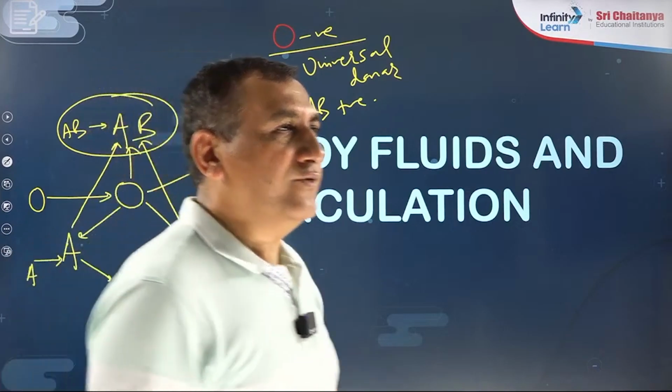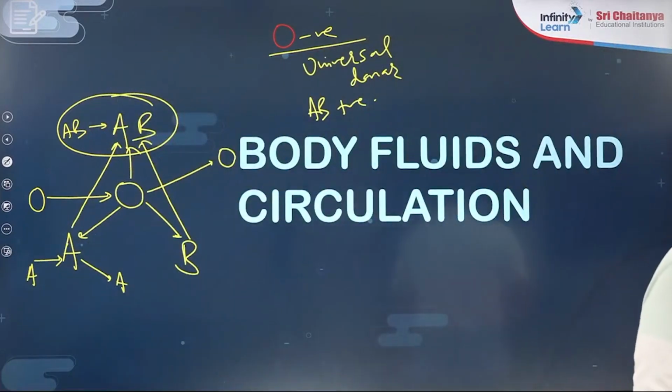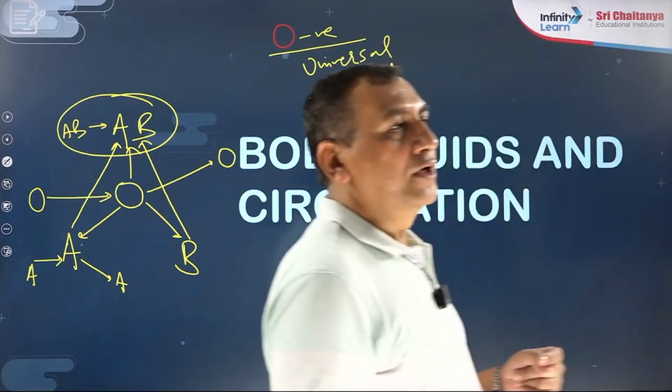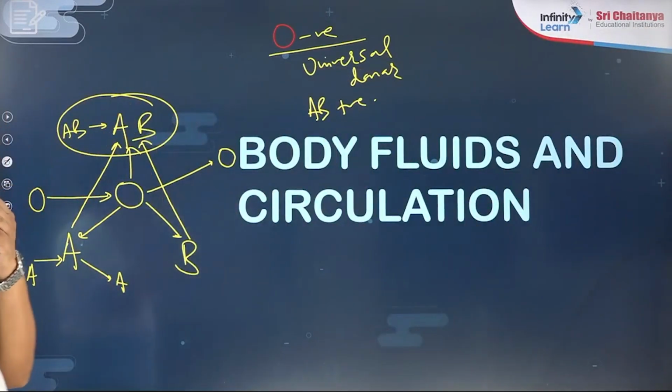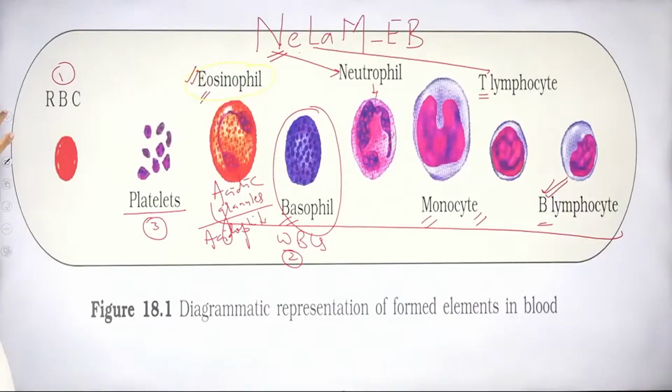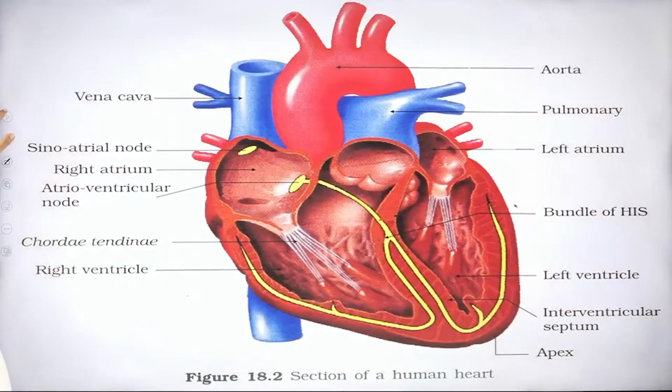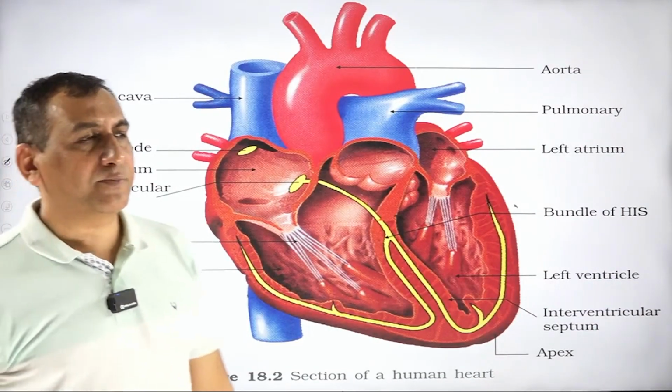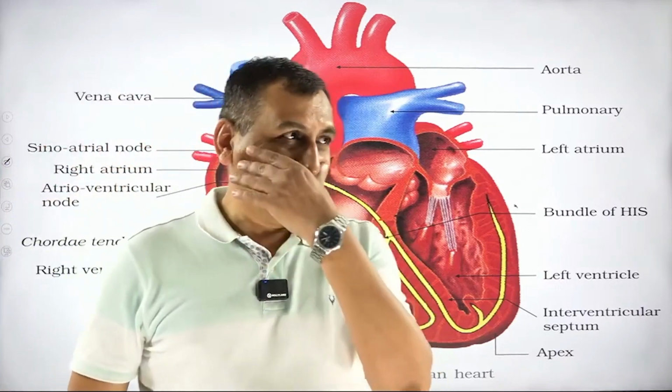O can donate blood to all, but it is capable of taking blood only from O, because blood groups are determined on the basis of antigen, not on the basis of antibody.